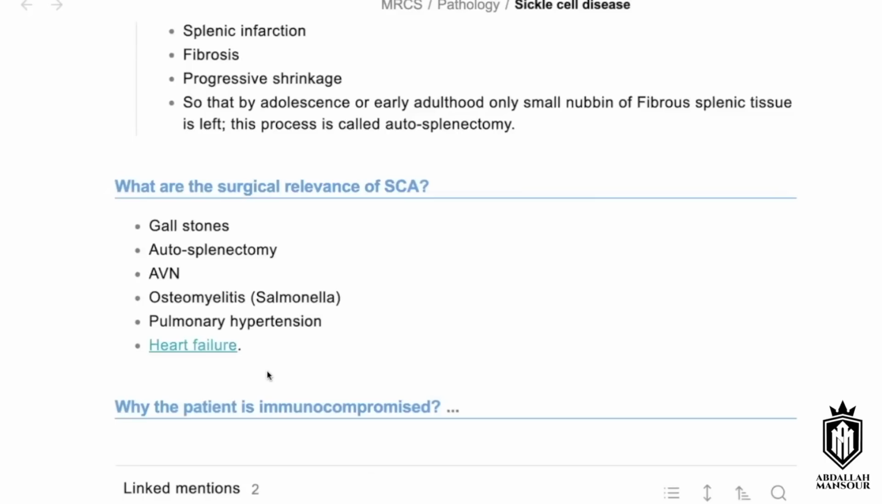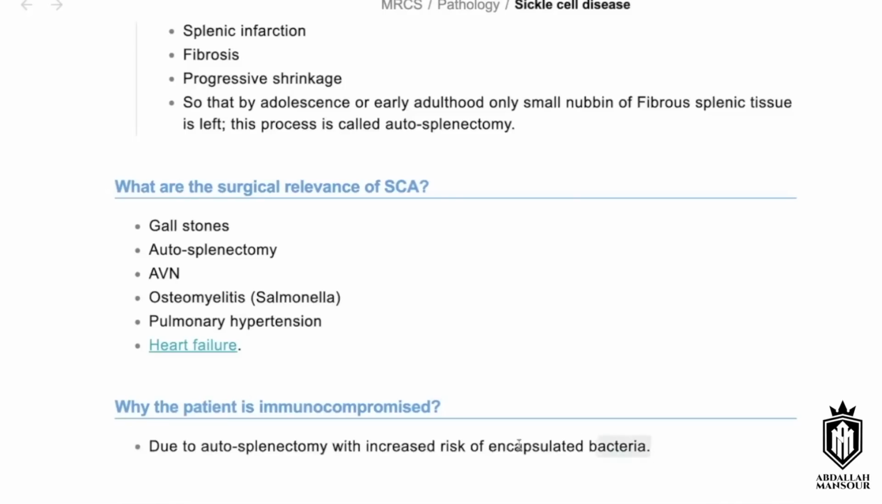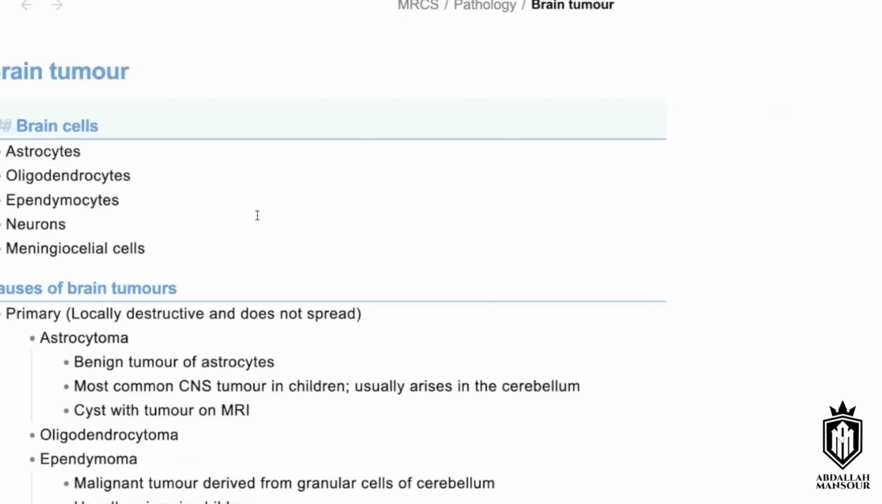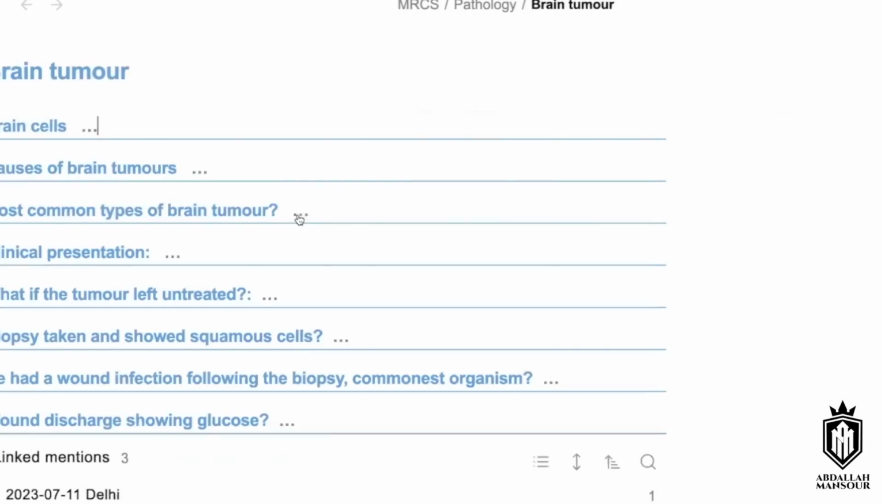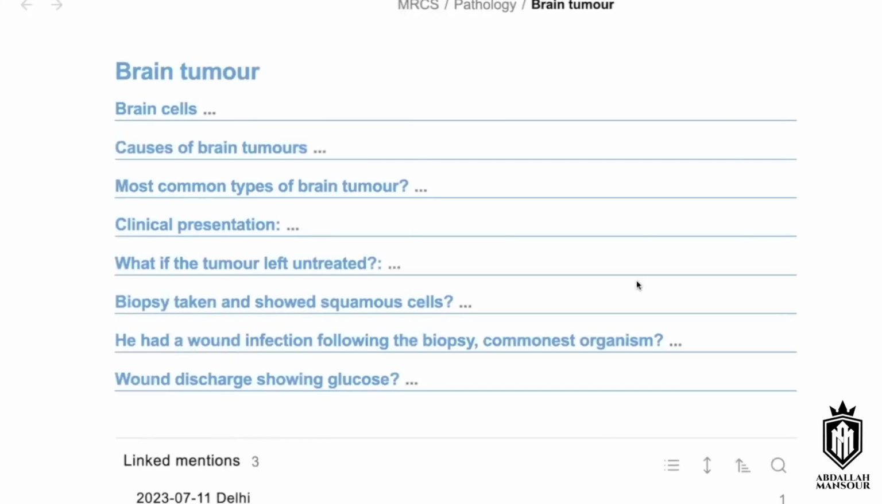Because of autosplenectomy. So there's less production of products which help in infection, and also there's increased infection with encapsulated organisms. Yeah, well done. On the other side, the same patient had a mass in the temporal lobe.